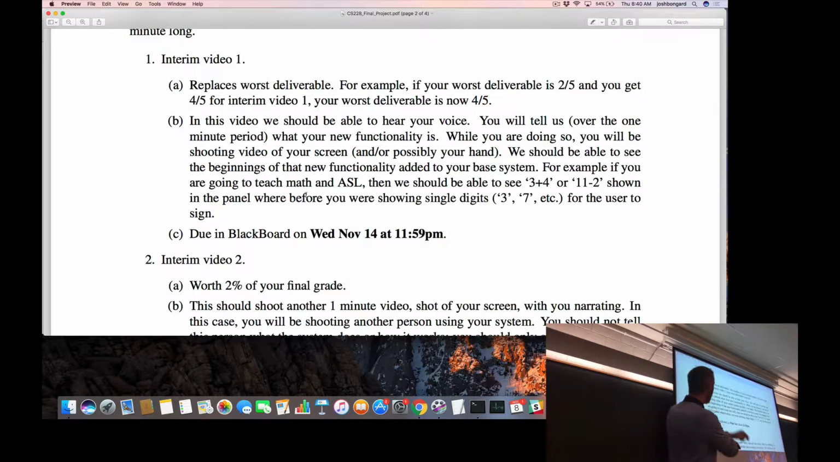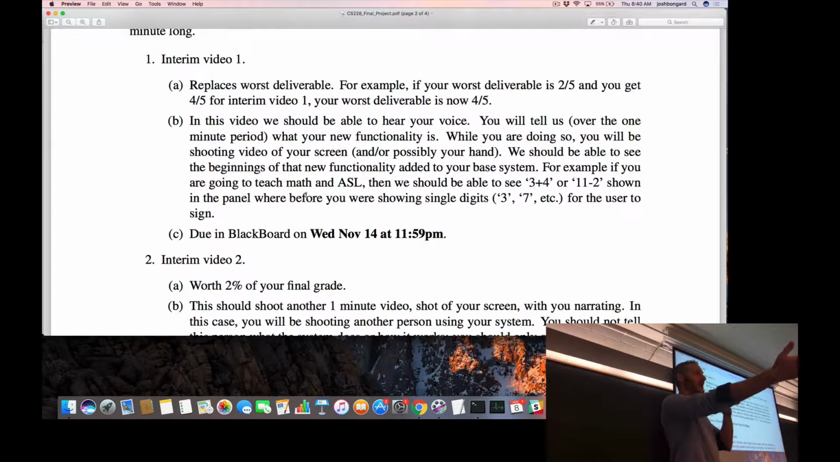Okay, so for example here, let's say you choose the math and ASL example. So you sign a couple of single digits for about 20 seconds, and then we see that your system recognizes that you're doing perfectly on single digits. So it switches to showing 3 plus 4, 11 minus 2. You're saying that in your video.